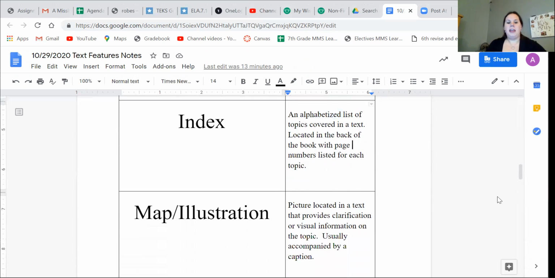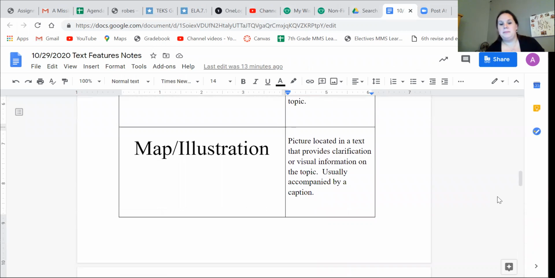Okay, then we have our maps and our illustrations. Okay, a map, you guys know what a map is. The illustration, similar. Okay, it's going to be a picture. It's going to be within the text. It could be maybe above the text or out to the side, but it is going to give you a visual of what is being described or discussed in the text. Okay, so if I'm giving you a map of the Wild Wild West, wouldn't it help if I gave you a map of where I'm talking about? Or maybe if I gave you an illustration of what a Western town looked like.